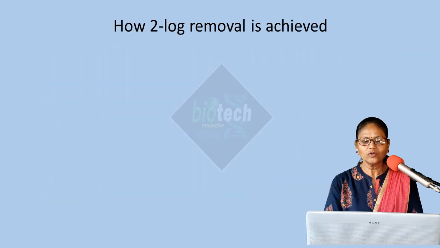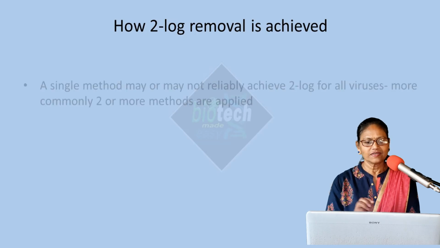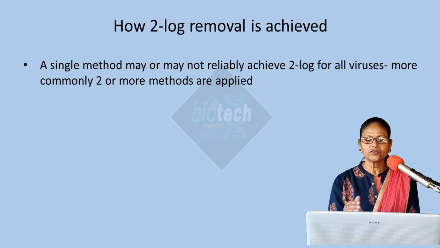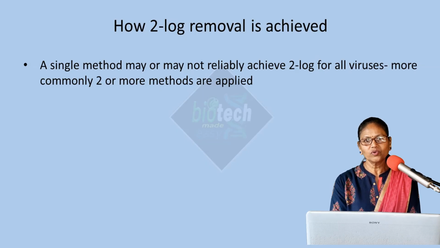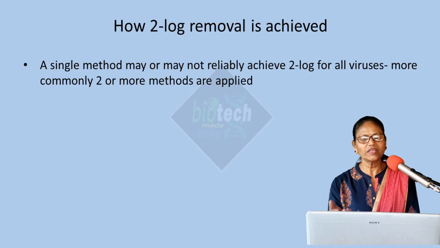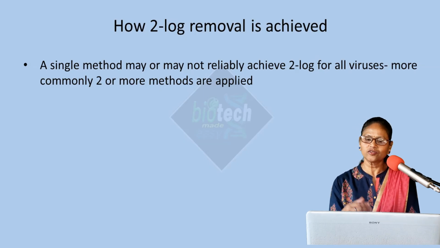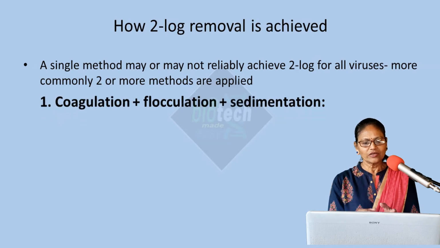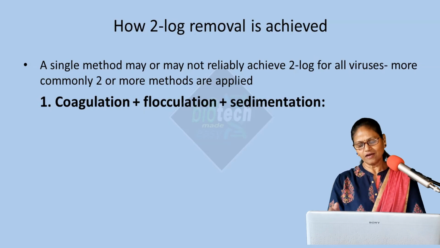Okay, now let's see how 2-log removal is achieved. A single method may or may not be reliable to achieve 2-log for all the viruses. So, it's more suitable if you use more than one method. So, 2 methods or even more methods are applied for virus removal. The first one is coagulation plus flocculation plus sedimentation. These are 3 processes which are used to achieve the 2-log removal, one after the other.